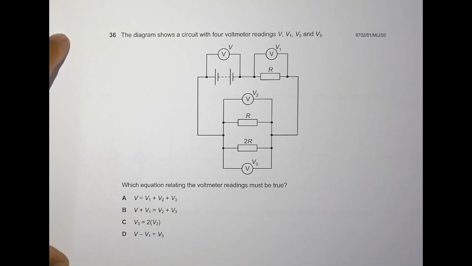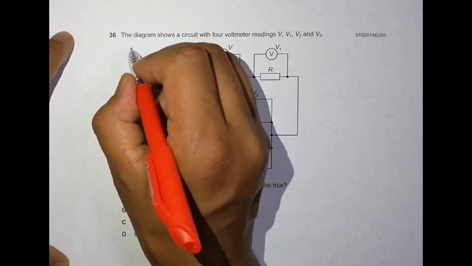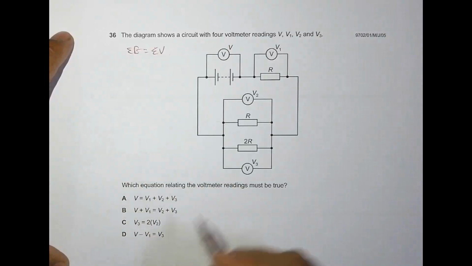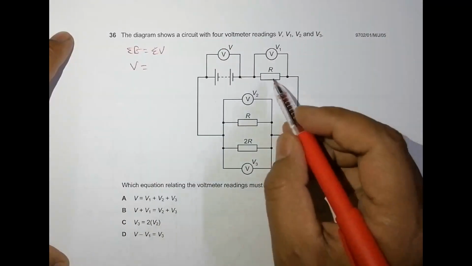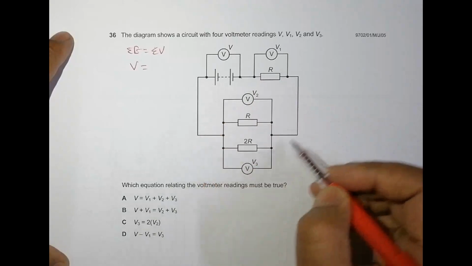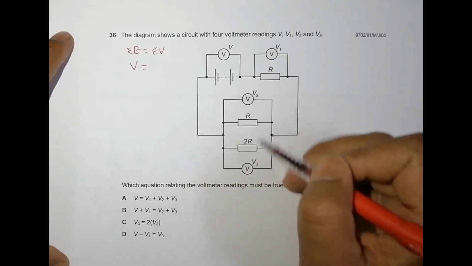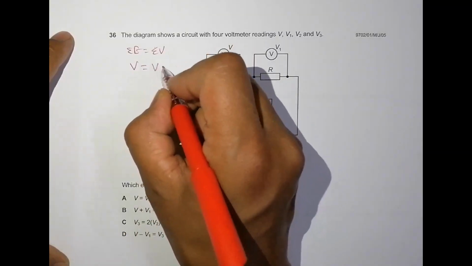So we have to find the correct relationship between the voltage readings. One thing that we have to remember is, in a closed circuit like this, the sum of EMF should be equal to the sum of the potential differences. So here, the EMF is this, which is equal to V. So V should be equal to the sum of all the PDs here. The PD across this part is either V2 or V3, because V2 and V3 both measure across the same or common points. So they should be the same. So it means either V2 or V3.